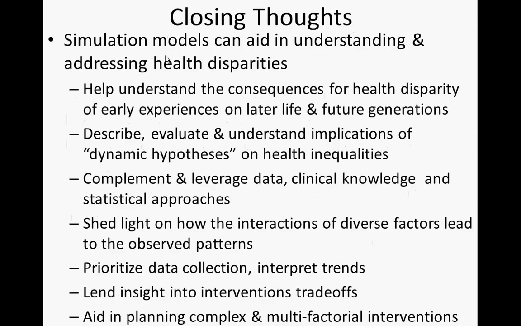Just in some closing thoughts, being in a complex systems approach, simulation models can really help aid understanding of health disparities. They can help understand the consequences for health disparity of early experiences on later life and on future generations. They can help us describe, evaluate, and understand implications of best guesses as to how things work out there, and let us investigate different hypotheses. They can help complement and leverage data and clinical knowledge, and shed light on how interactions of diverse factors lead to the observed patterns. They can prioritize data collection, as they have here, and interpret trends. And they can lend insight into intervention trade-offs and aid in planning complex and multifactorial interventions.